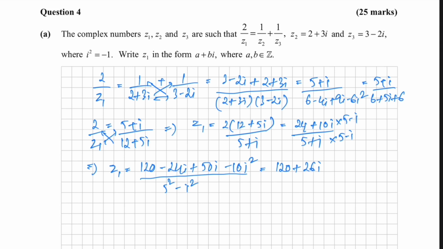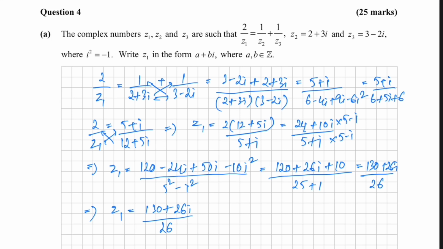Then minus 10i square will be, i square is minus 1, so minus 1 into minus 10 will be plus 10. The whole divided by 5 square is 25 and i square is minus 1, of minus will be plus 1. So we will have 120 plus 10 will be 130 plus 26i divided by 25 plus 1 will be 26. So we have this expression, which is 130 plus 26i divided by 26. If we divide the numerator and denominator by 26, we will get 5 plus i.